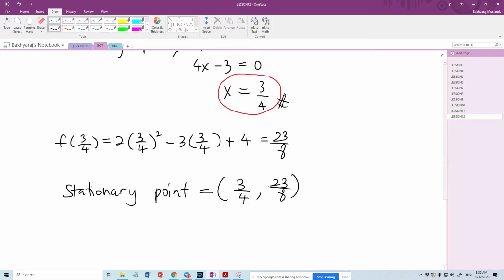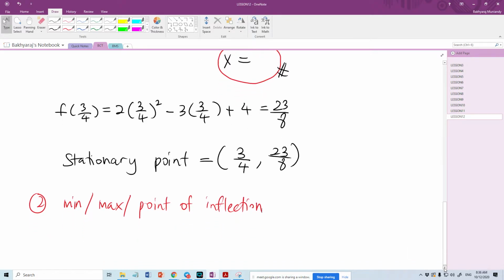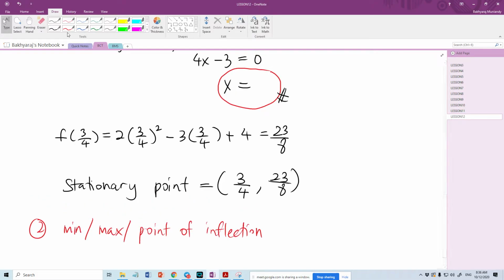Now once we have the stationary point, I need to decide whether the stationary point is a minimum, maximum or point of inflection. So I already have the first step: I get the stationary point. Number two this time is where we need to decide whether it is a minimum, maximum or point of inflection. How do we decide this? We need to get the second order derivative.